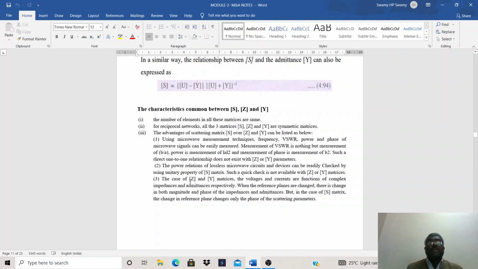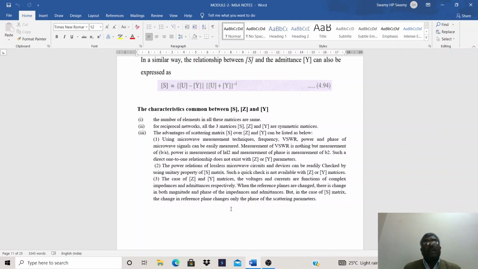The second advantage of the scattering matrix is that the power relations of lossless microwave circuits and devices can be readily checked by using the unitary property of the S matrix. Such a quick check is not available with Z or Y matrices.